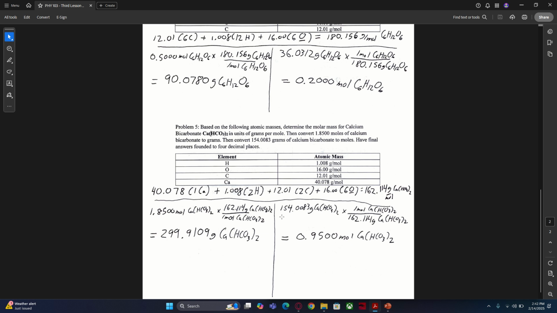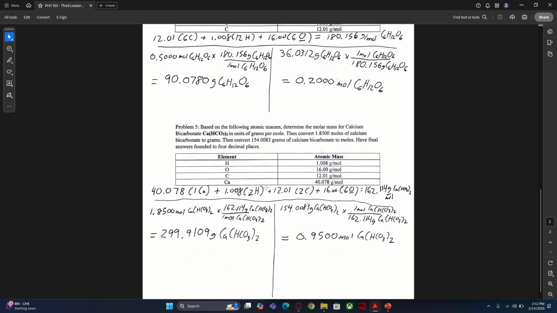If instead we're starting with a gram amount and asked to convert to moles, well, 154.0083 grams times 1 mole divided by 162.114 grams, that equals 0.9500 moles of calcium bicarbonate.